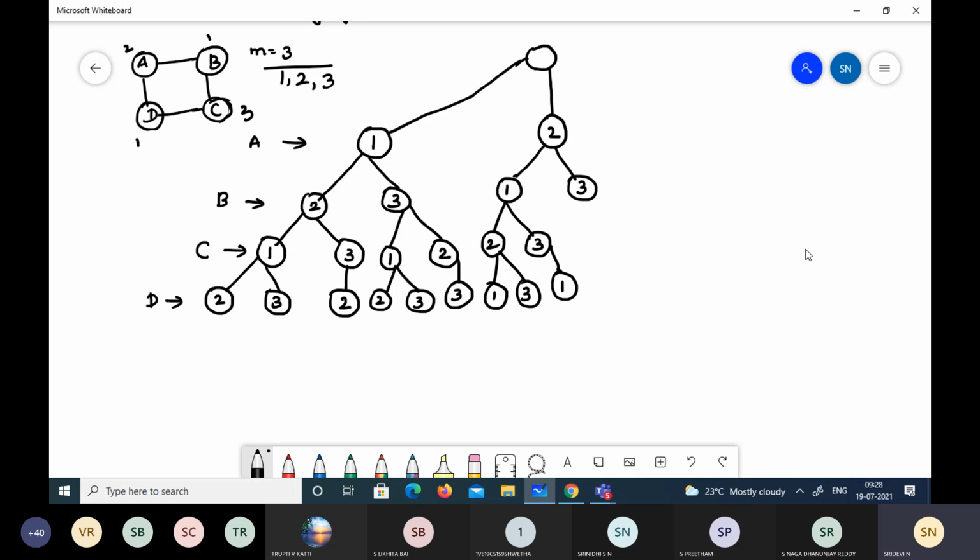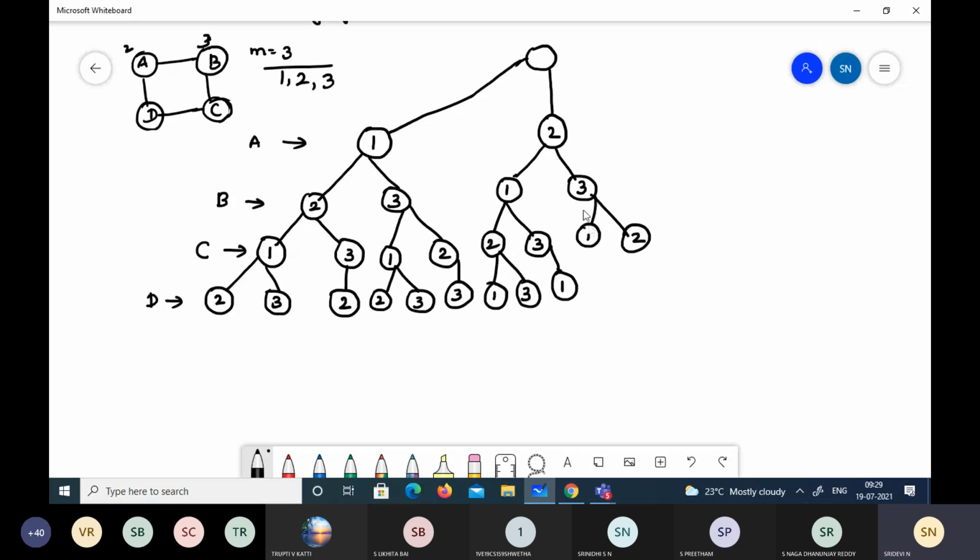Can you try further? Will you try it? For 3 you will do it. Okay, for 3 let's do it. When B is 3, what could be the possible colors for C? I can color it with either 1 or 2, isn't it? But I cannot use 3, because it becomes adjacent.